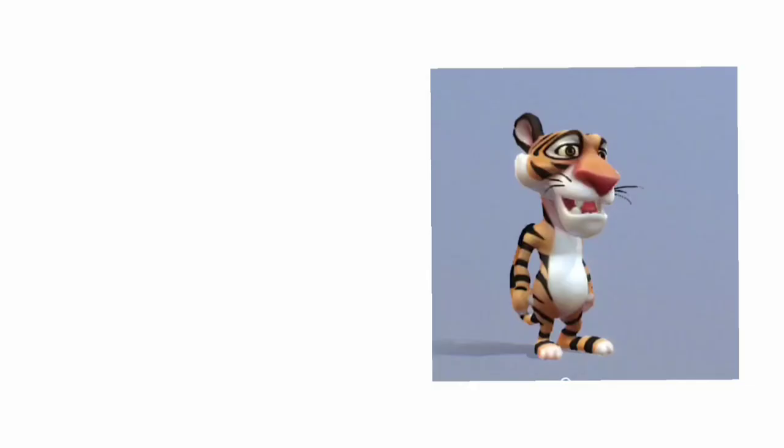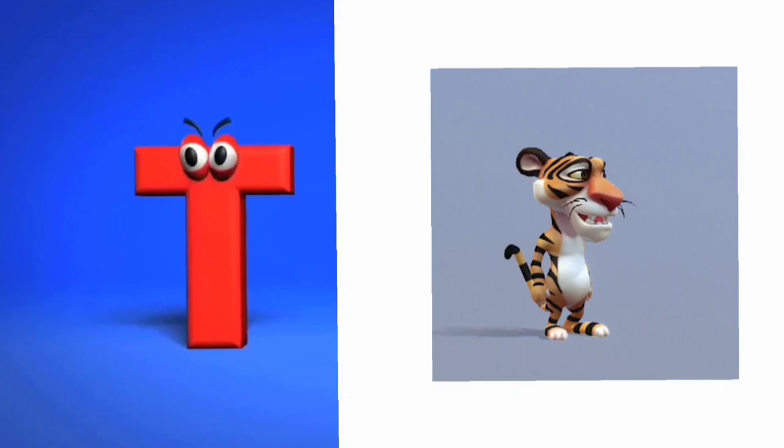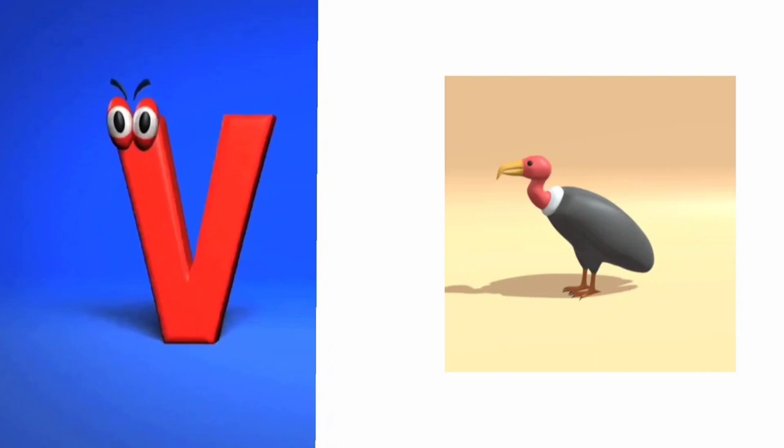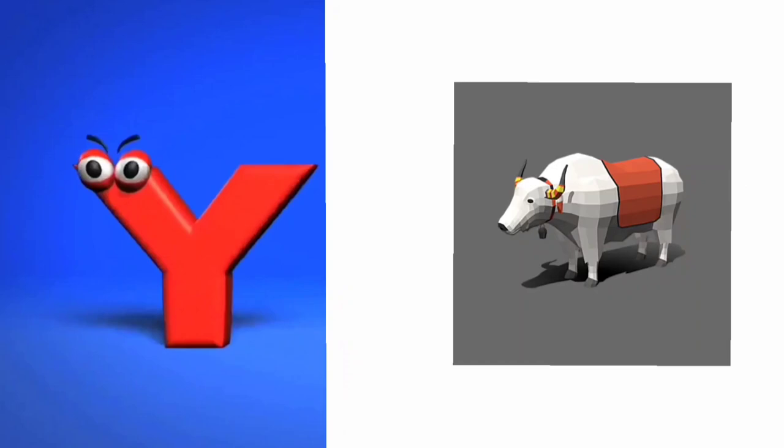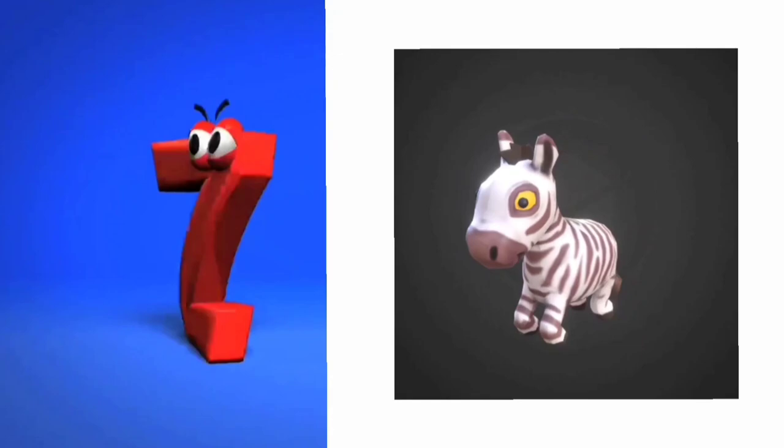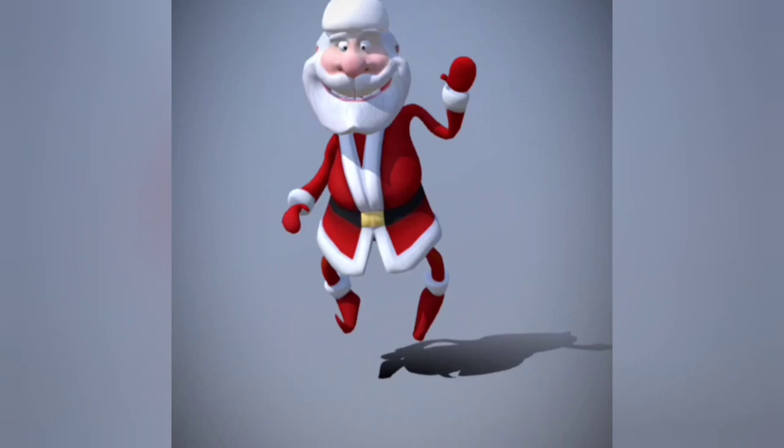T is for tiger, tiger. U is for urchin, urchin. V is for vulture, vulture. W is for walrus, walrus. X is for x-ray fish, x-ray fish. Y is for yak, yak. Z is for zebra, zebra. This is the animal alphabet.